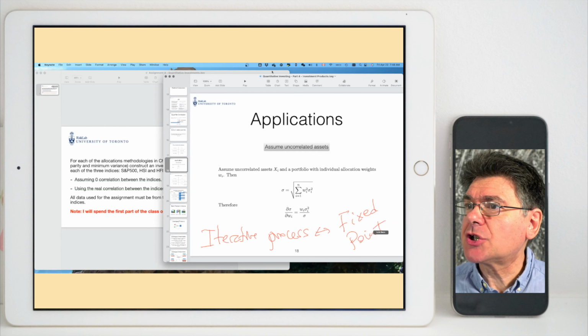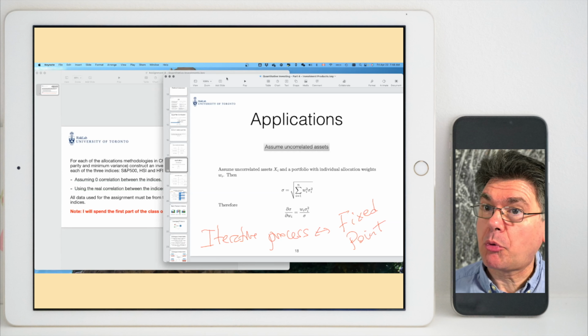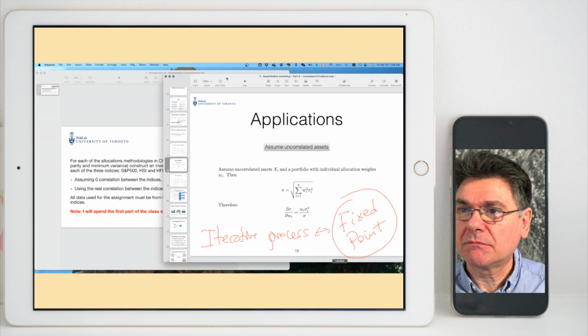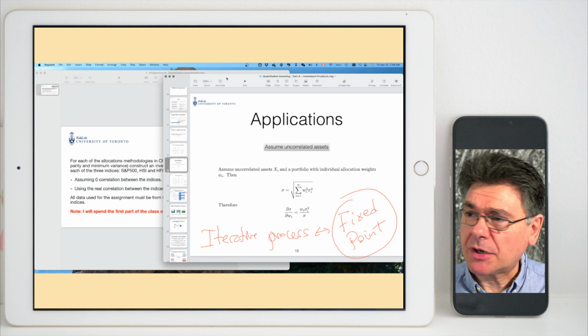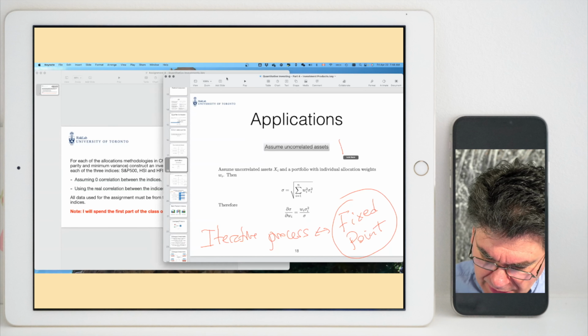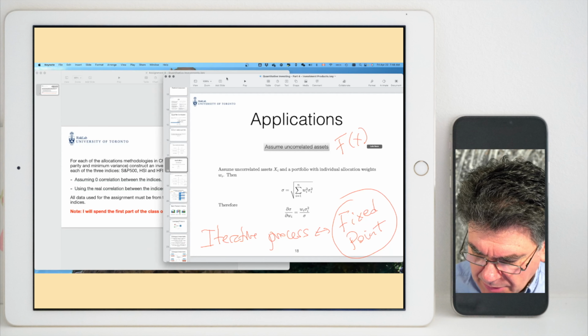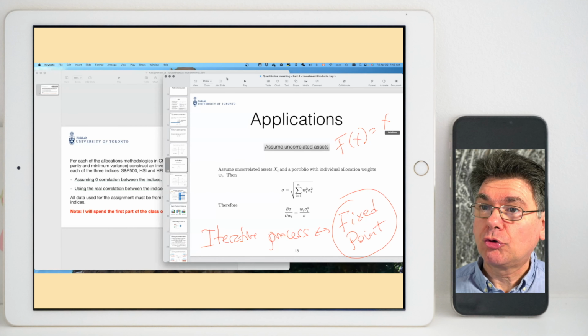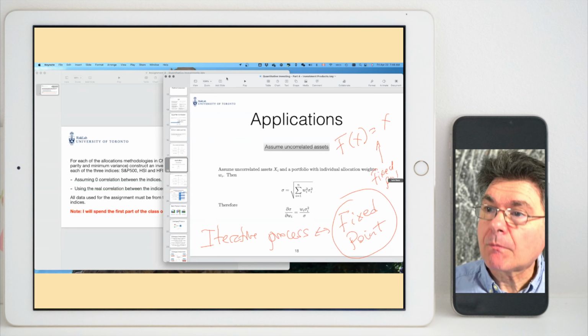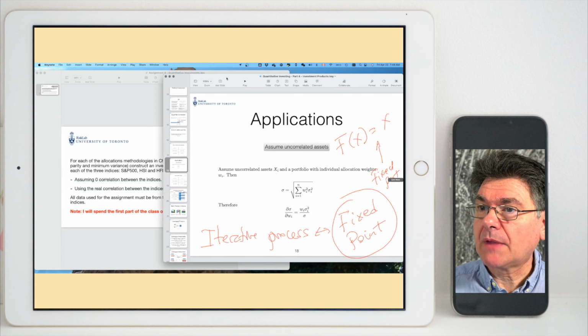Okay, can you answer in the chat if you know what a fixed point is? Have you seen that in mathematics? A fixed point. I don't know how you call that in Chinese. A fixed point is a point that makes this identity true. This is a fixed point. Have you seen that? Answer in the chat, please. Yes or no?